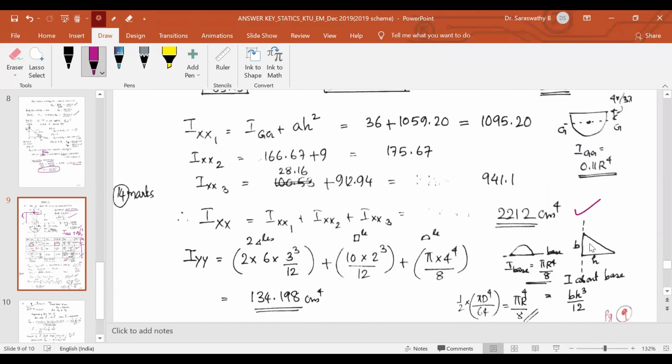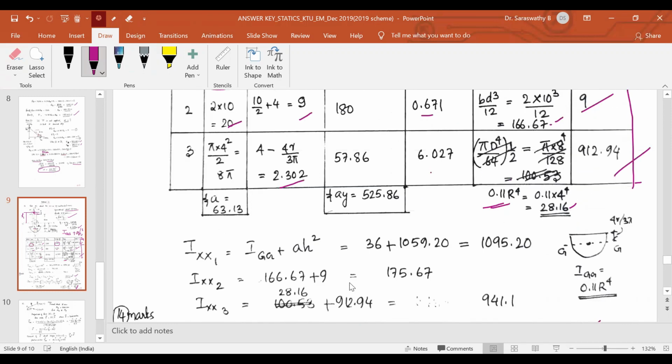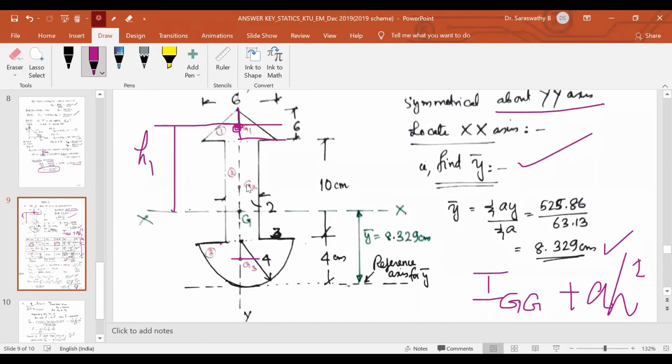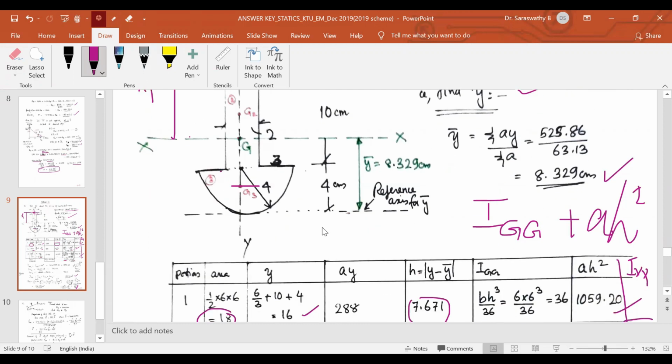So moment of inertia of a triangle about its base is BH cube by 12. So 2 times BH cube by 12. For a rectangle, it is DB cube by 12. Depth is 10. Moment of inertia of this rectangle about this axis is 10 into 2 cube by 12.